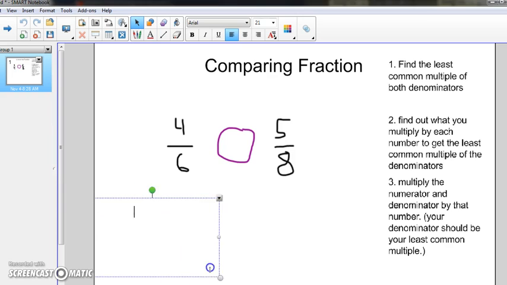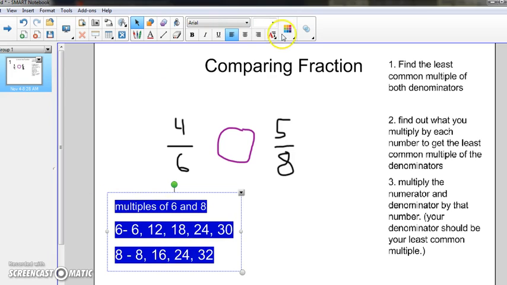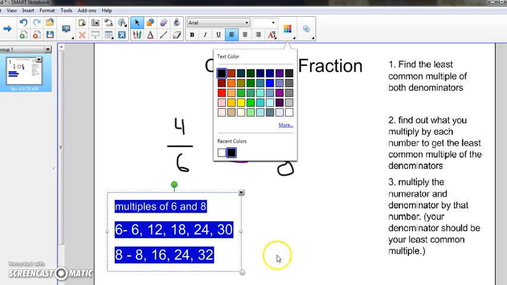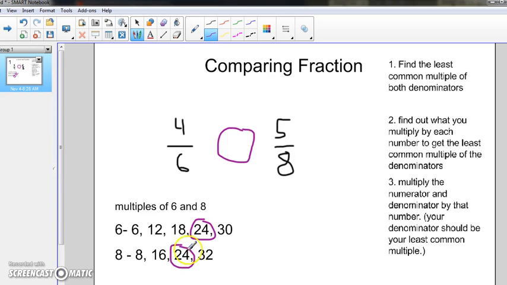So I'm going to go down here and find all my common multiples of 6 and 8. Right here I have 6. 6 times 1 is 6. 6 times 2 is 12. 6 times 3 is 18. 6 times 4 is 24. 6 times 5 is 30. With 8, 8 times 1 is 8. 8 times 2 is 16. 8 times 3 is 24. Right there, I found my smallest common multiple. My smallest common multiple, or least common multiple, is 24.